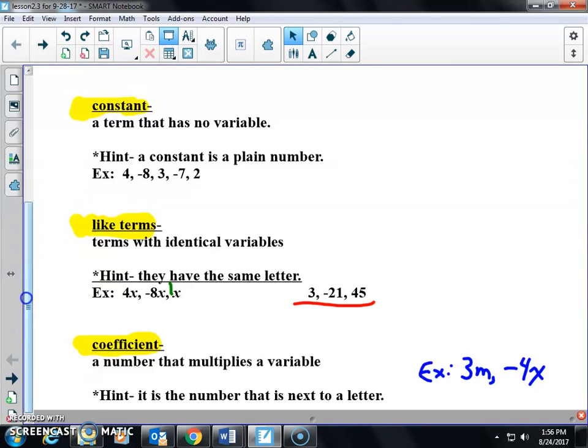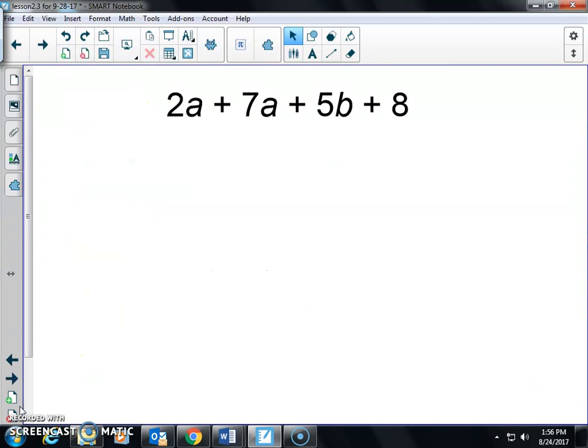So make sure you've got all 4 of those vocabulary words and definitions written down. Remember, we had term, constant, like terms, and coefficient. So let's get those written down, and then we will do a little work with them. In this expression you see on the board, it's probably not on your paper, the expression says 2a plus 7a plus 5b plus 8. If you look at it carefully, you should be able to figure out how many terms are in that expression. So real quick, turn to your neighbor and show them on your hand or hands how many terms you see.